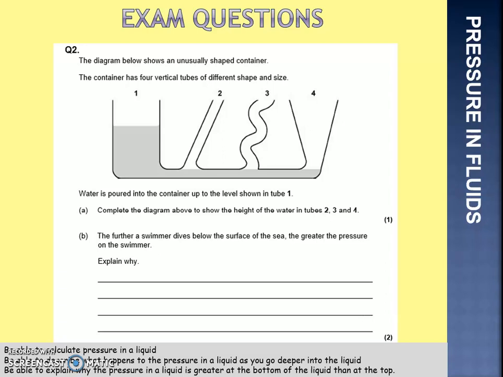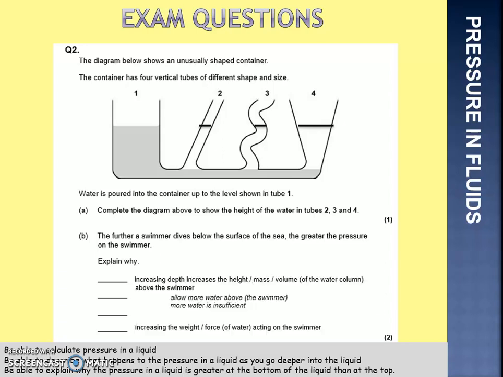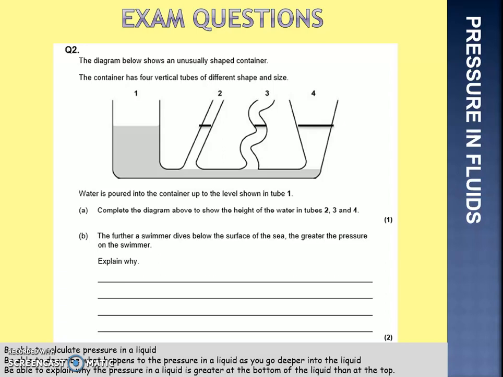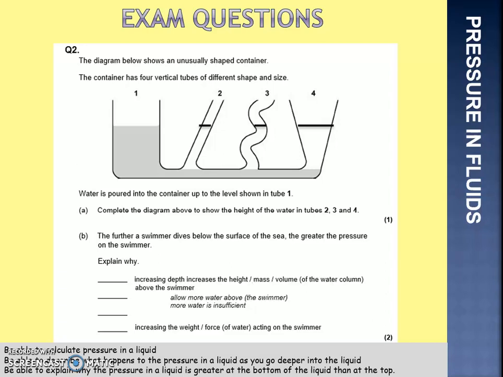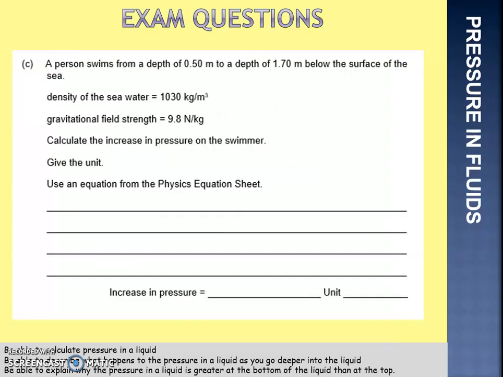Okay, question 2a. The diagram will show the height of the water in tubes 2, 3 and 4. What the water would do was reach the same height in each tube as it does in number 1, so the height would look like that, so it would be the same at each point. The further a swimmer dives below the surface of the sea, the greater the pressure. Why? Because increasing the depth increases the height, the mass and the volume of the water column above the swimmer, and increasing the weight of the water acting on the swimmer would increase the pressure. Okay? Next one. Pause the video whilst you attempt that one.